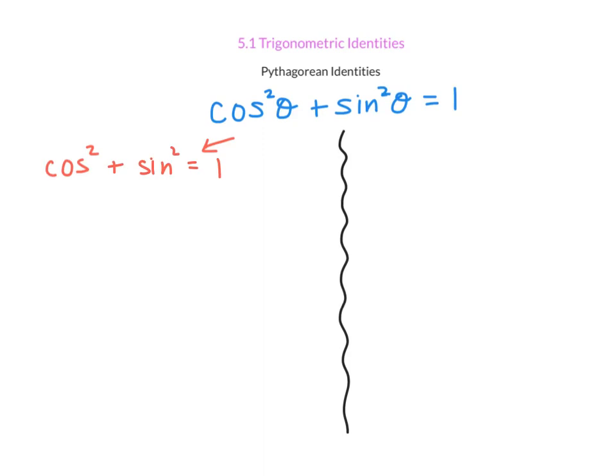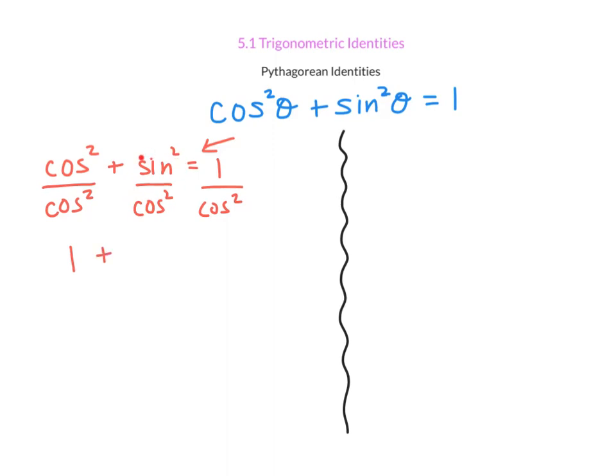Okay, so here's how to derive the other one. I'm going to start with our main trig identity here. Then what I'm going to do is divide everything by cosine squared. That's legal because we're doing the same thing to every term in our equation. Dividing cosine squared by itself gives us a 1.